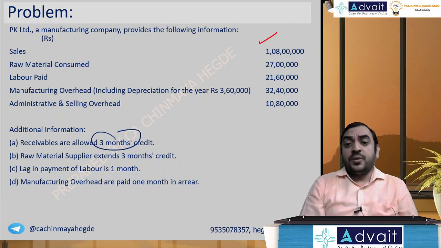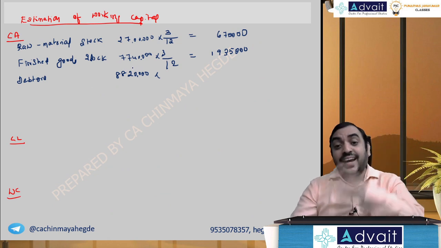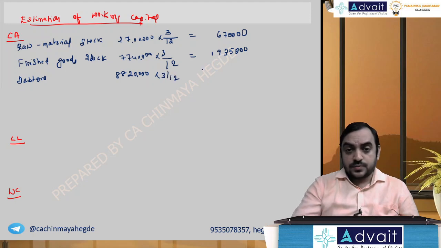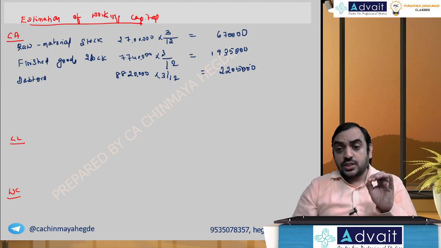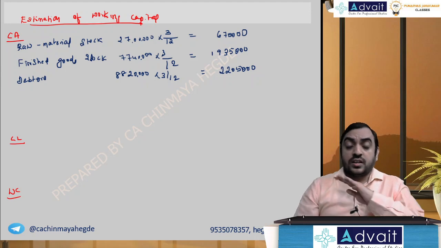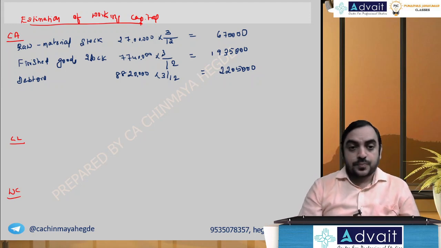And sometimes they'll give you information on cash sales also. They might tell you 20% are sold on cash basis. If they're given like that, what should I do? This number 88 lakh 20, I should multiply it by 80%. I want only credit sales. So this also 3 months. 88 lakh 20 into 3 by 12, 22 lakh 5,000. And if it was balance sheet approach, I would have taken sales 108 lakhs into 3 by 12, not cost of production. Would have taken sales directly if it is balance sheet approach.